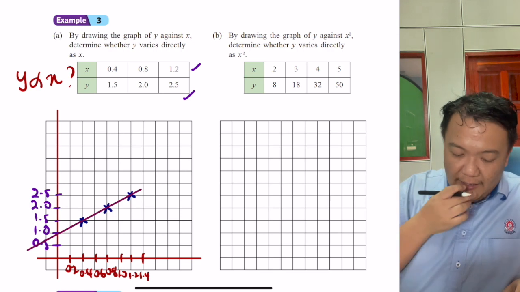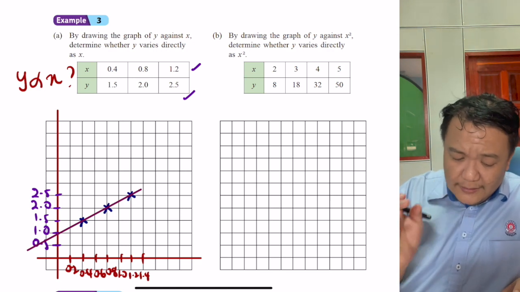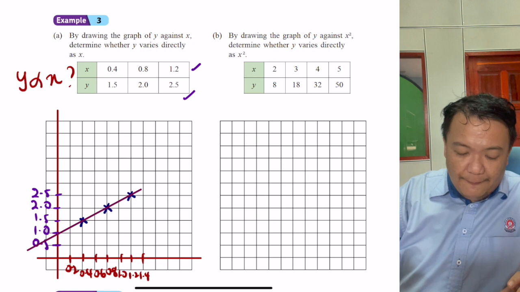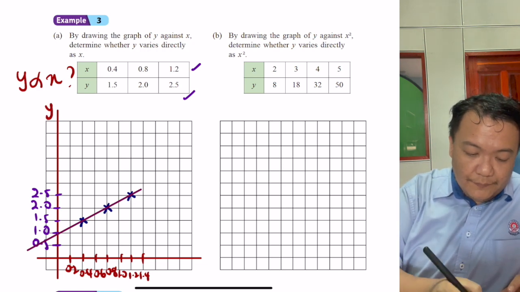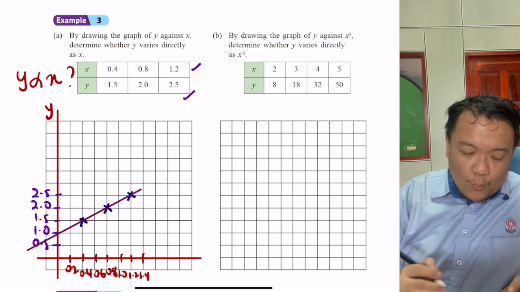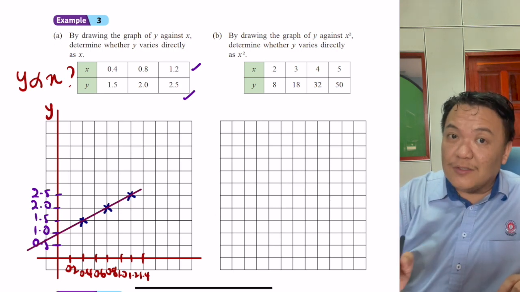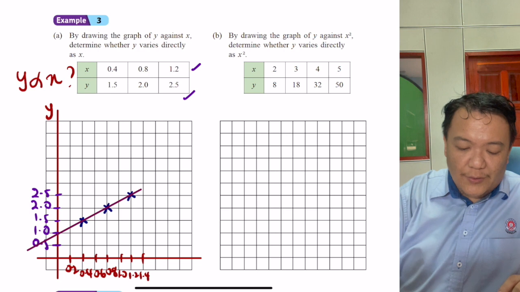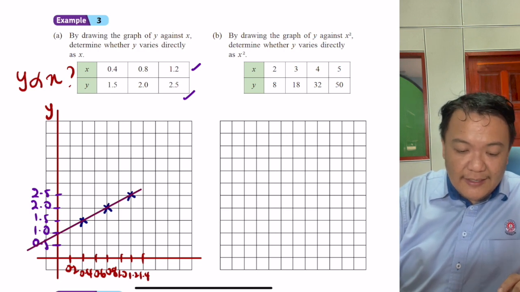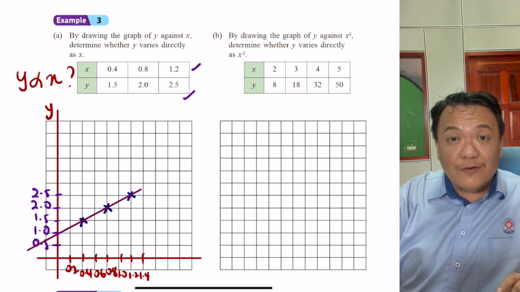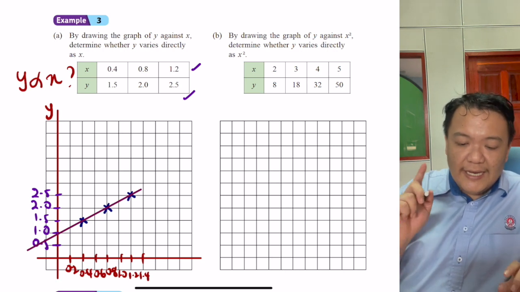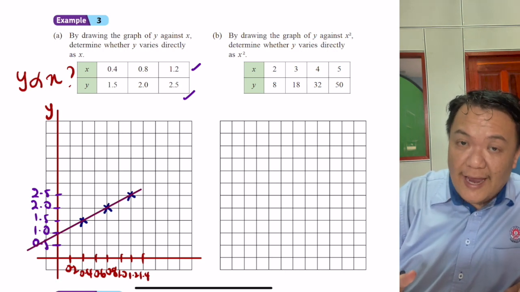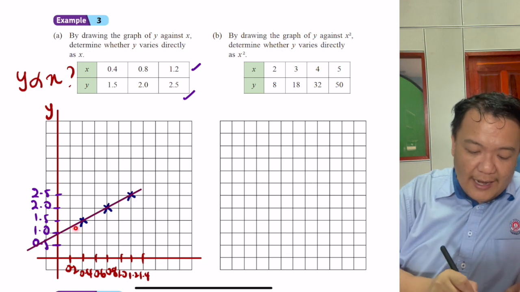Okay, like that. Although it is a straight line, the line intersects the y-axis at 1.0, not 0.0. So in this case, we can say that y does not vary directly as x, because if y varies directly as x, this straight line should intersect 0.